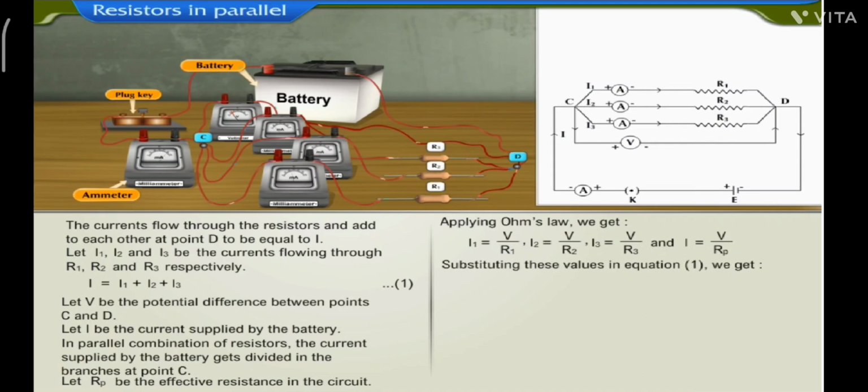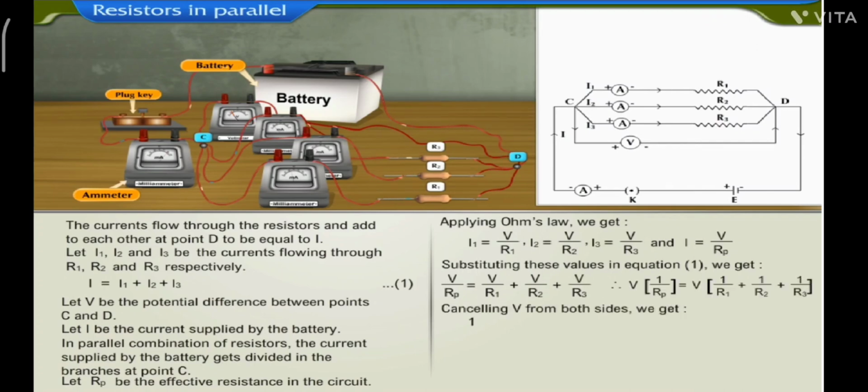Using these values in equation 1, we get V divided by Rp is equal to V divided by R1 plus V divided by R2 plus V divided by R3, which can be written as 1 divided by Rp is equal to 1 divided by R1 plus 1 divided by R2 plus 1 divided by R3.